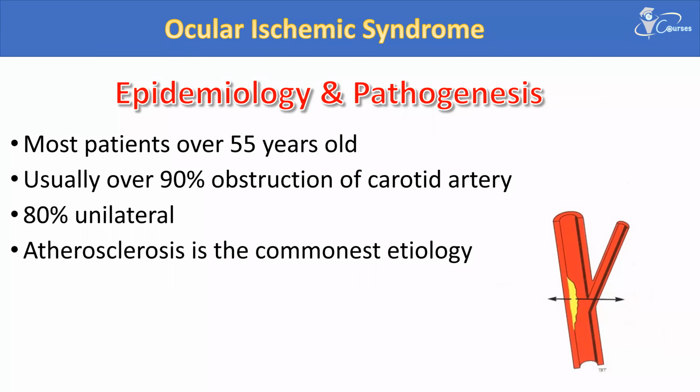So as you can see from the name, it's ocular ischemic syndrome. It means there is ischemia of the eye, resulting from decreased blood flow coming from the ophthalmic artery, from the internal carotid artery. 80% of patients are unilateral, and the commonest etiology is atherosclerosis. Atherosclerosis is narrowing of the arterial wall, leading to decreased blood flow.